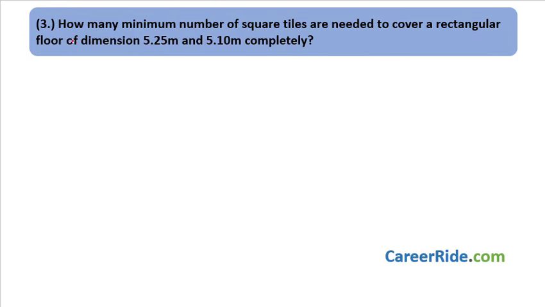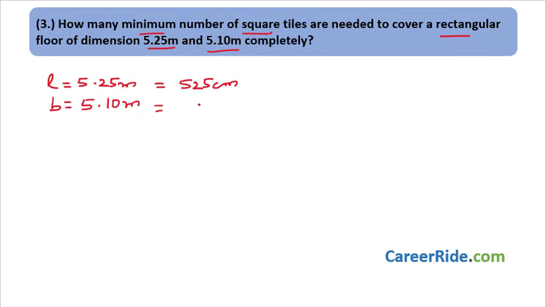Okay, so now let's see question number 3. How many minimum number of square tiles are needed to cover a rectangular floor of dimension 5.25 meter and 5.10 meter? So this is a rectangle that is given to us with the length 5.25 meter and the breadth 5.10 meter. Now we are trying to get rid of the decimal point here first of all. So this becomes 525 centimeters and this becomes 510 centimeters.